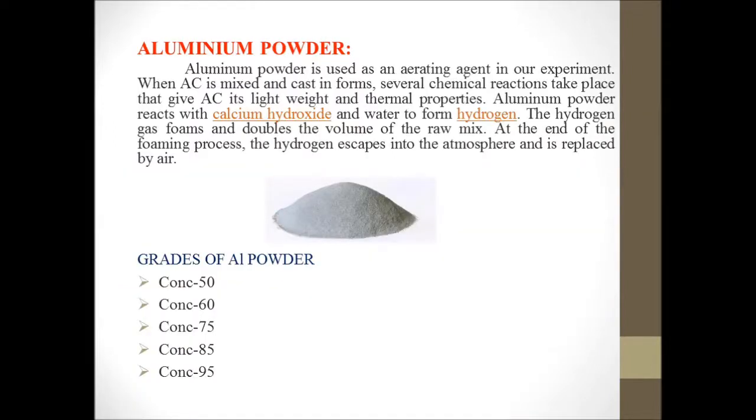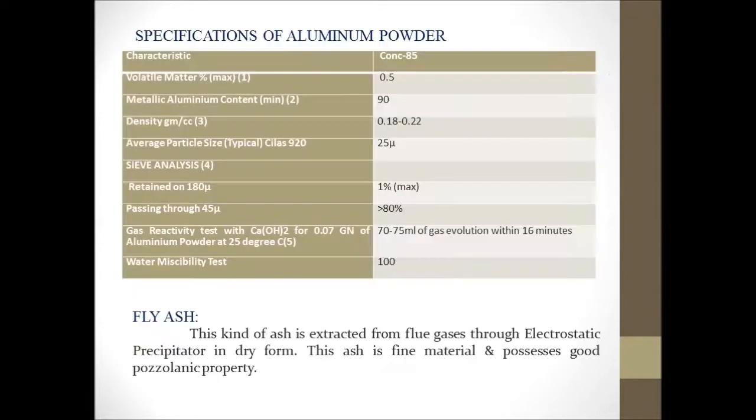Aluminum powder is the main aerating agent which reacts with water and calcium hydroxide to form hydrogen gas, which creates pores inside the concrete. Grades of aluminum powder available in the market. Specification of aluminum powder.